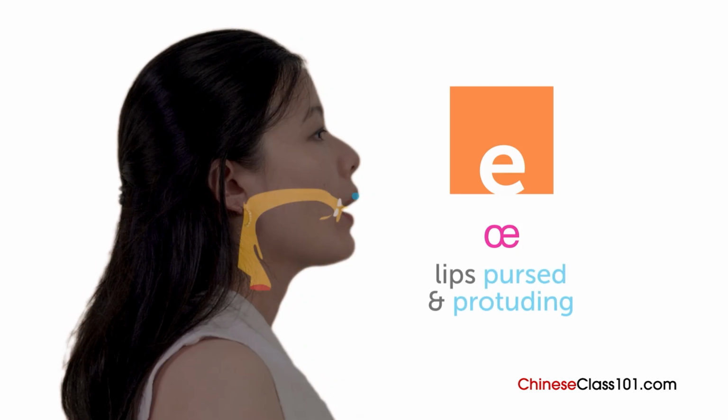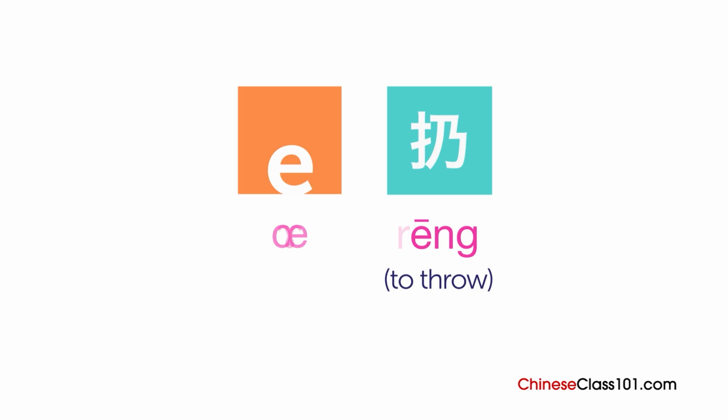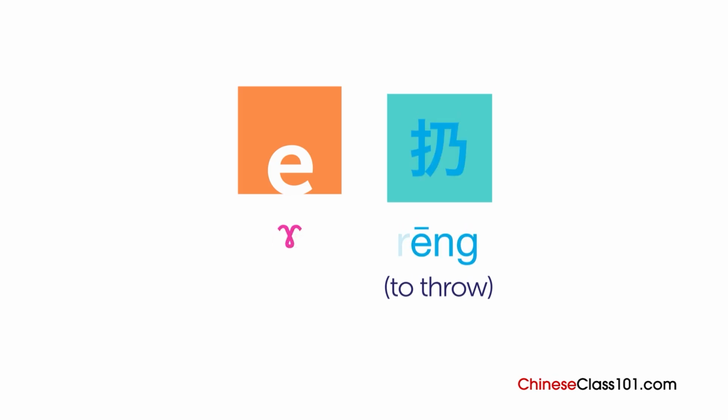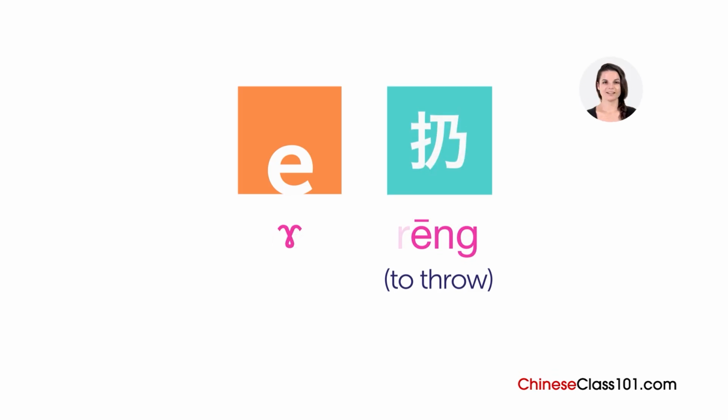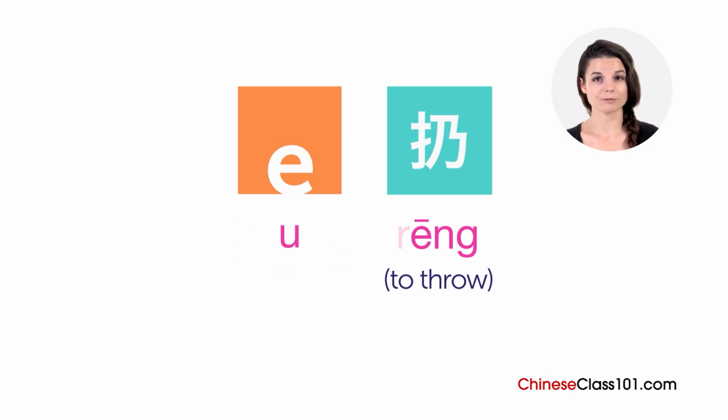When paired with the following, the E changes. It's similar to the O sound in the word boring, but with unrounded lips. You'll find that when you start unrounding your lips, it'll start to change to more of a U sound. Try it. Now listen to how Yinru pronounces it.